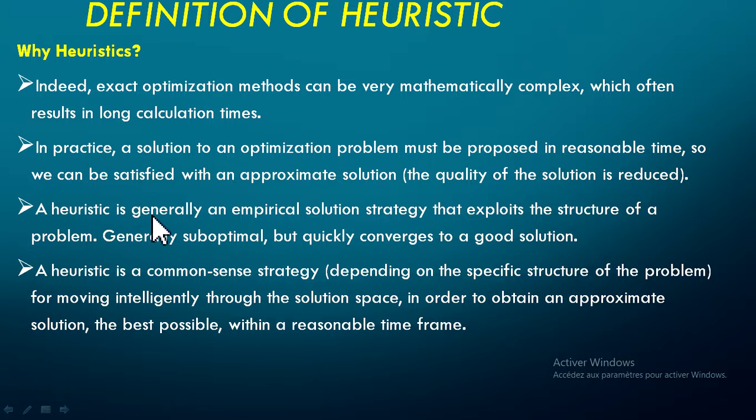A heuristic is generally an empirical solution strategy that exploits the structure of the problem, generally suboptimal. A solution is suboptimal, but quickly converges to a good solution. A heuristic is a common sense strategy depending on the specific structure of the problem for moving intelligently through the solution space in order to obtain an approximate solution, the best possible within a reasonable time frame.